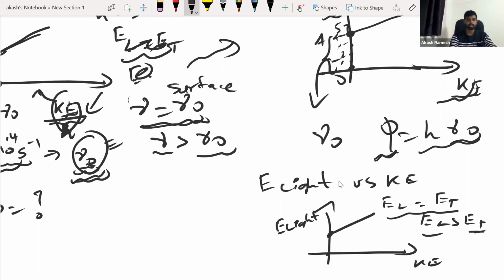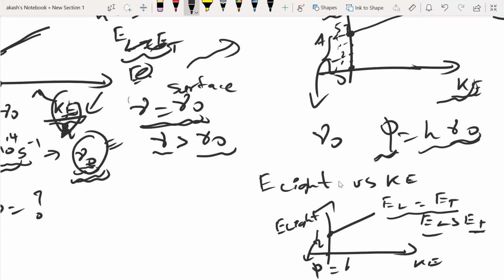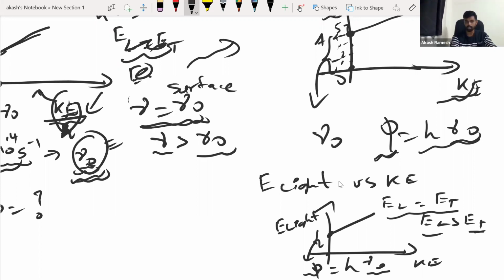Now, this is my phi, yes, the same graph, this is my phi. This is equal to h nu naught. Now, what you're asking is, can I find nu naught? Absolutely, because I know this value. h is a constant. I can find this value.